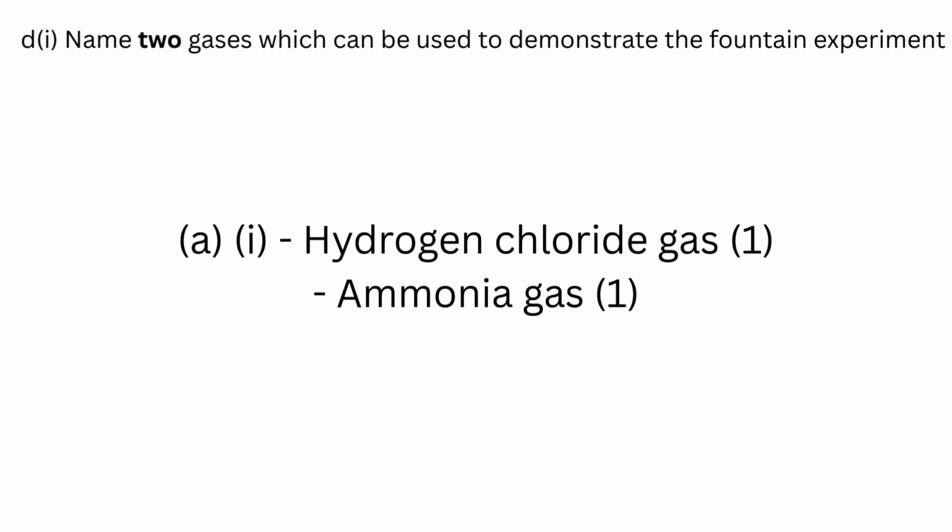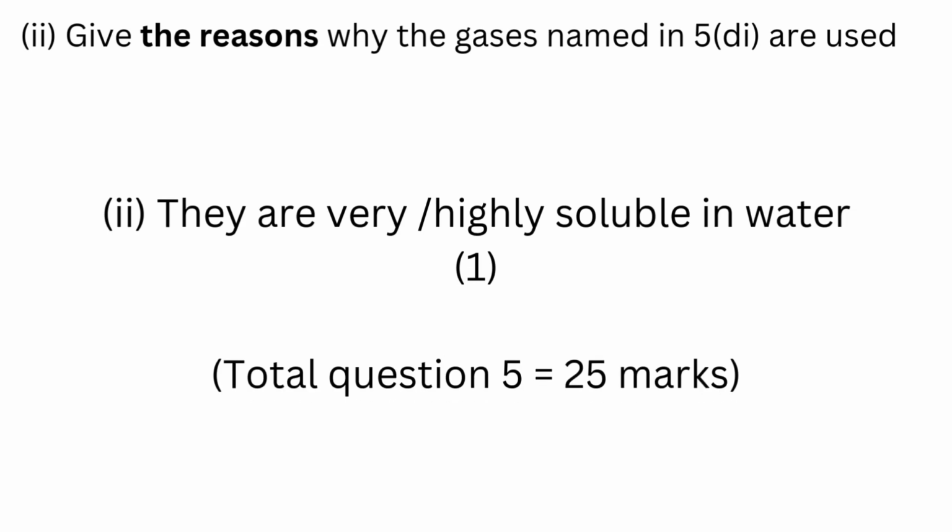The next question. Name any 2 gases which can be used to demonstrate the fountain experiment. We have hydrogen chloride gas and ammonia gas. If you mention the hydrogen chloride and the ammonia gas, you get 1 mark each. The next question. Give the reason why the gases named in 5DI are used. They are very highly soluble in water. If you write they are very soluble in water, 1 mark. Highly soluble in water, 1 mark. So the total mark for question 5 is 25 marks.